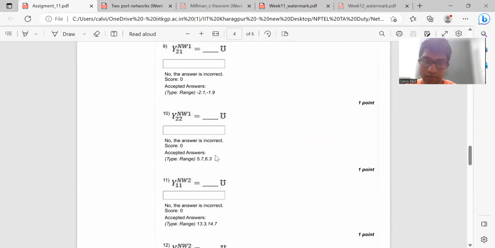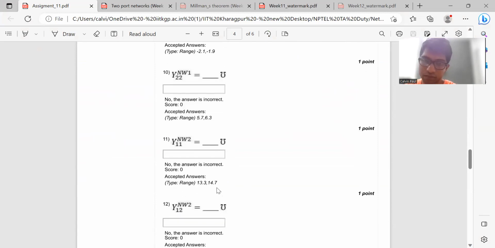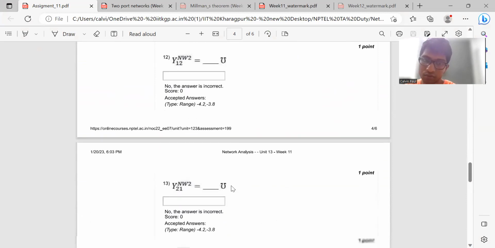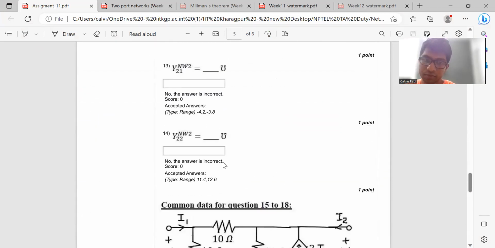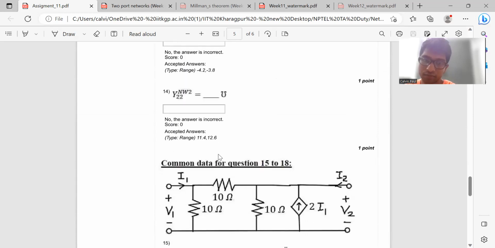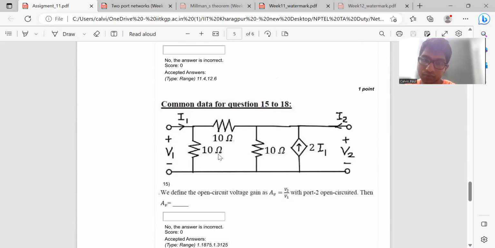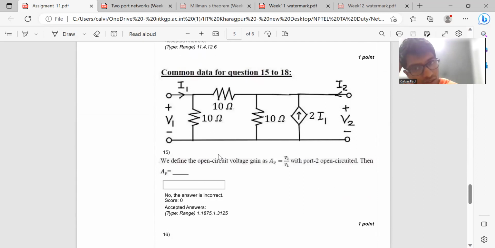We got this to be 6. This is 7 into 2, so 14. Minus 2 into 2, so minus 4. Minus 2 into 2, so minus 4. 6 into 2, so it is 12. Okay. Now we will solve this sum.